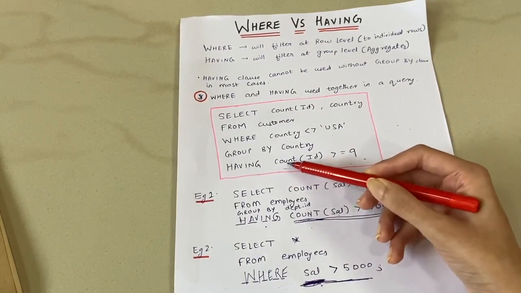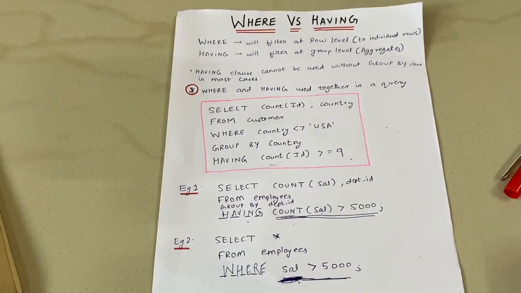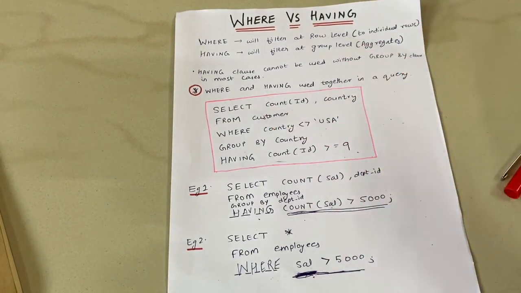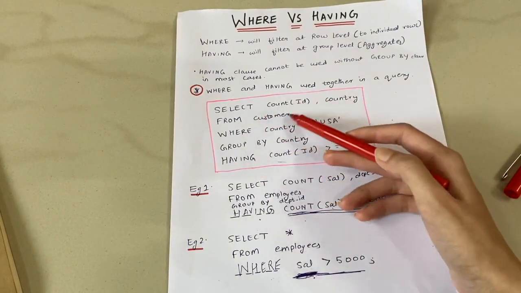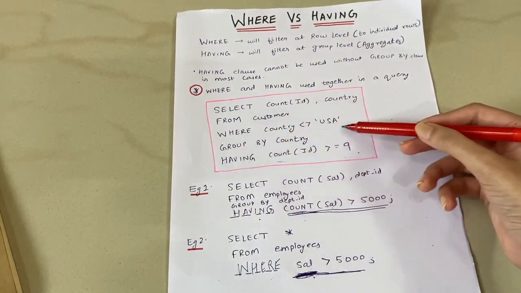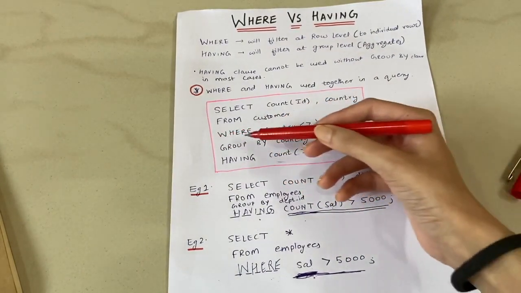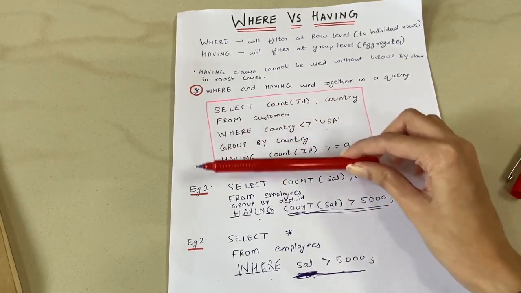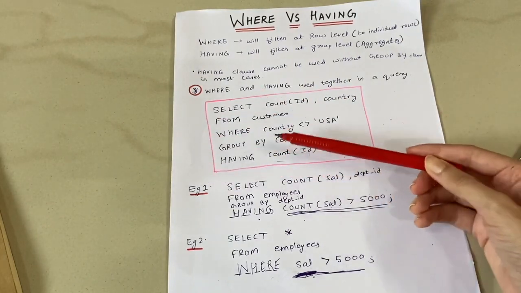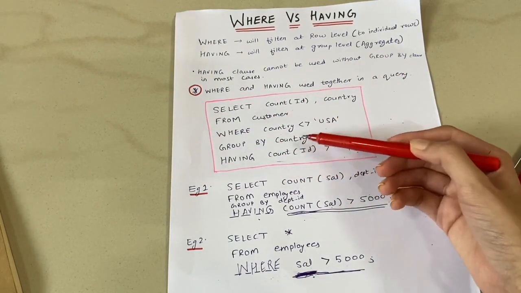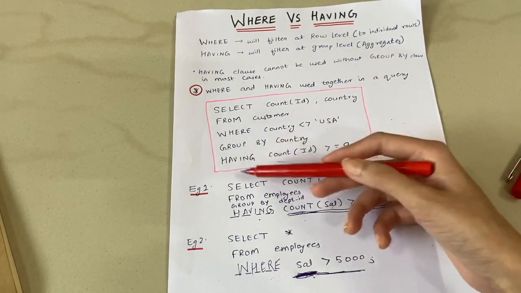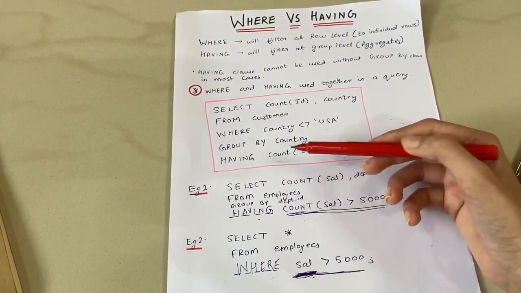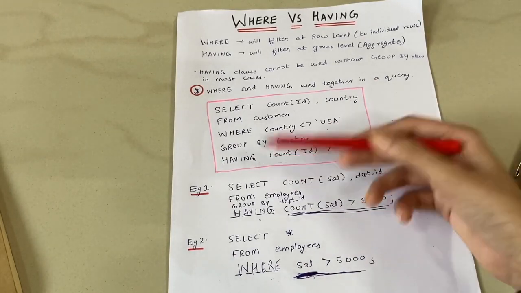Got it? So I hope this definitely helped you guys. So again, I'll just repeat it one last time: firstly we are filtering based on row level, where country is not equal to USA. After that I want to group them, by different countries, and then I'm again filtering based on that count function. Hence we are using having over here.